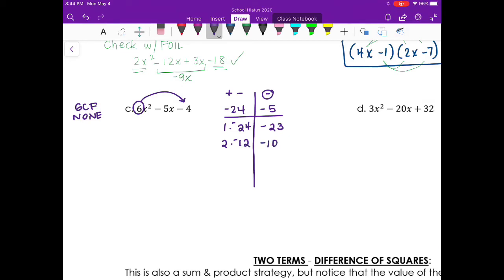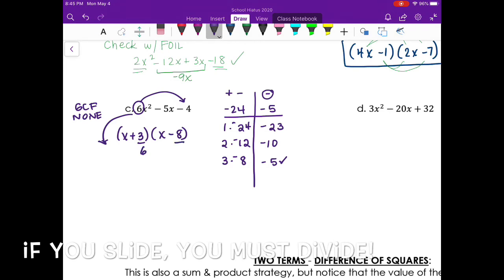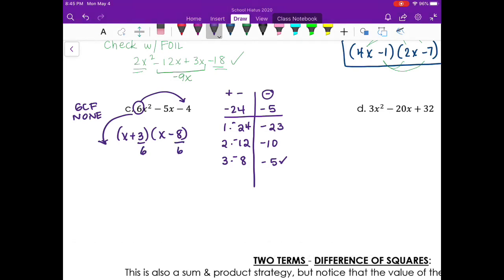Then I'll move on to 3. So I'm dividing 24 by 3 to find the factors that give me 24 when I multiply, and that's 3 times 8. And 3 minus 8 is negative 5, and so that's my goal. So now I'll set up my factors, x plus 3 and x minus 8, and I'll divide. Now I'm going to simplify. 3 over 6 simplifies to 1/2, and 8 over 6 simplifies to 4/3.